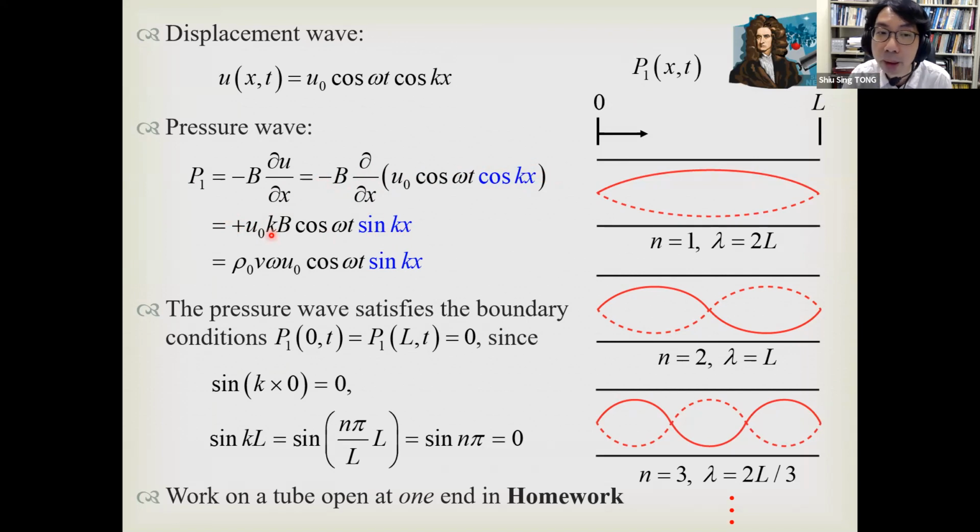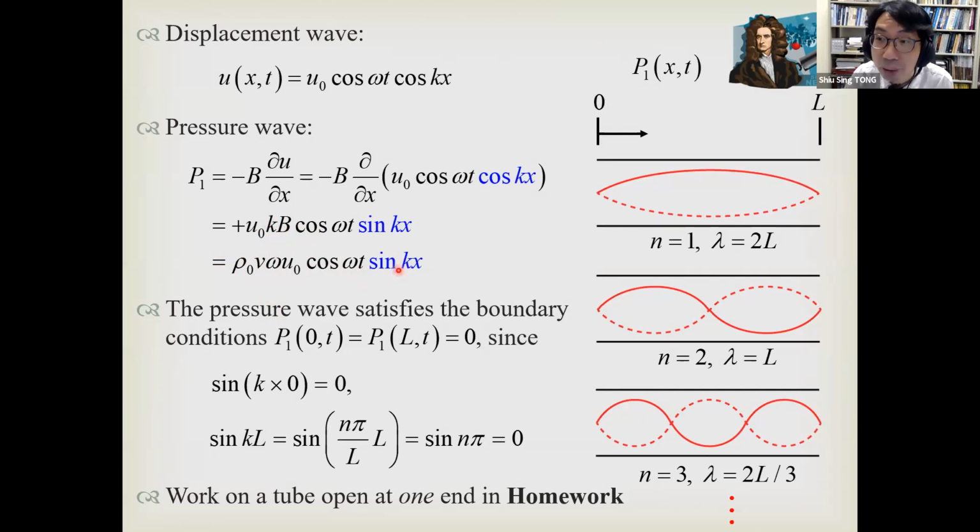Okay. And by some manipulation, we know the wave speed is equal to the square root of B over rho naught. And K can be expressed in terms of omega and V: K is just equal to omega over V. By these two replacements, we arrive at the amplitude for the pressure wave as rho naught V omega U naught. That's simple algebra. We just follow the simple rules. And so this is the pressure wave.